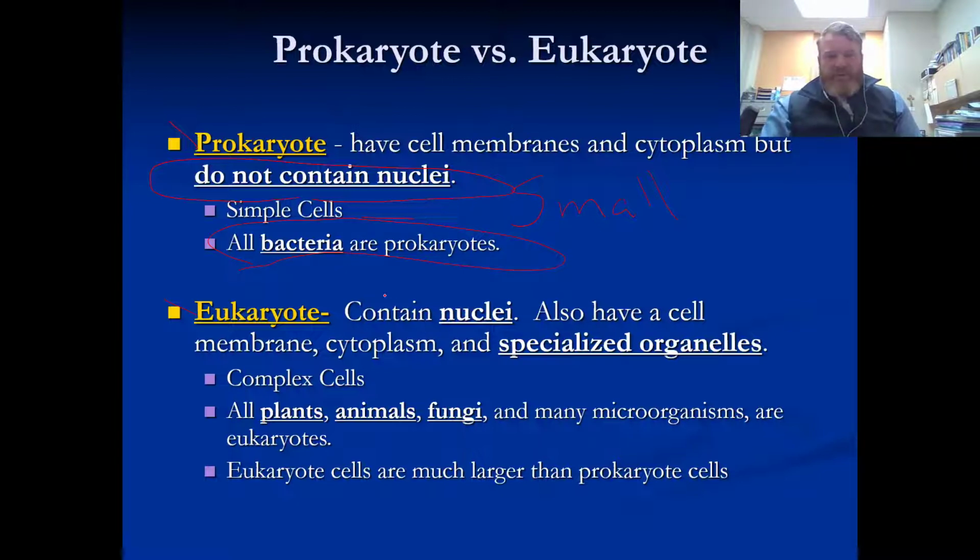Eukaryotes, more or less everything else. They contain a nucleus. They have a cell membrane, cytoplasm, and all this other stuff. They have a bunch of specialized organelles. Prokaryotes really just have a little piece of DNA in there, called a plasmid.